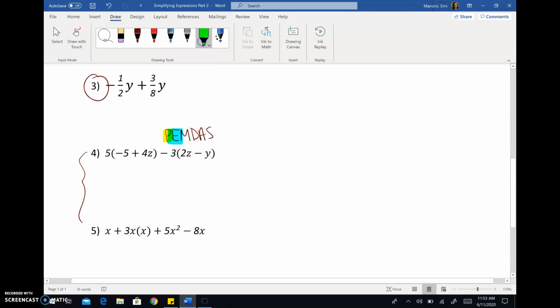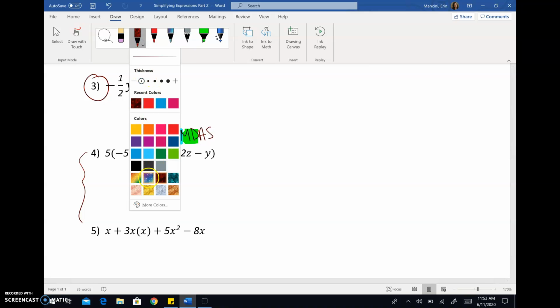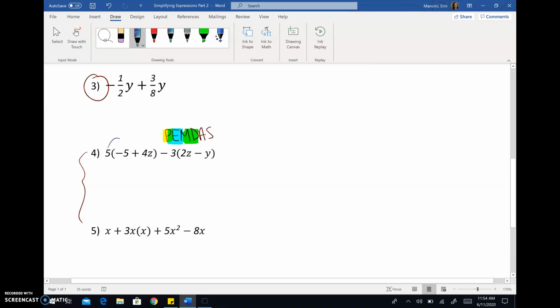Then we travel over to multiplication and division. And that is what we're gonna do first. Okay, remember when you have a number in front like this, that just means to multiply when there's no symbol in between.